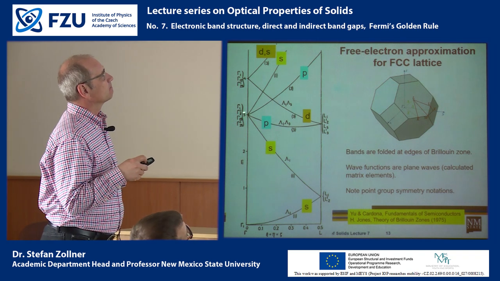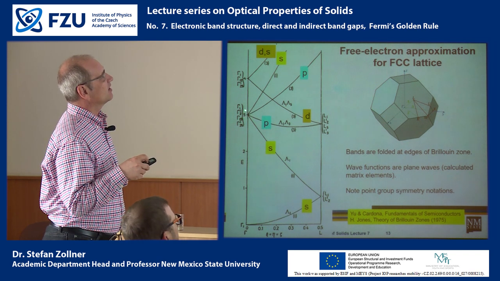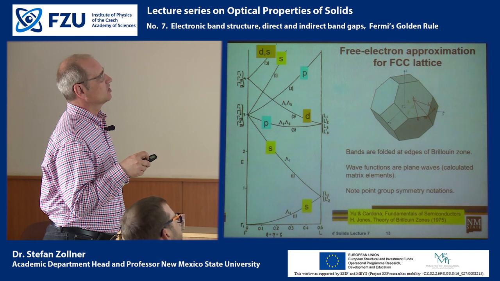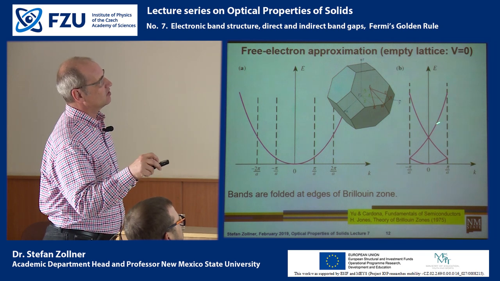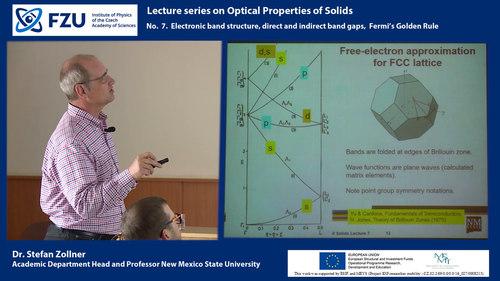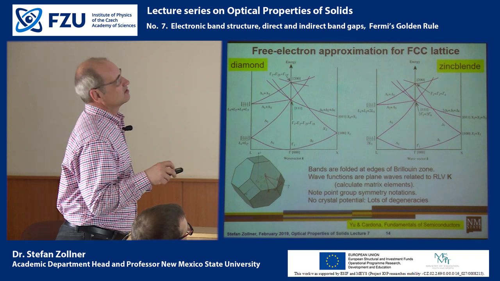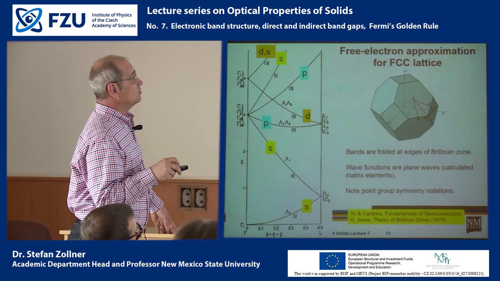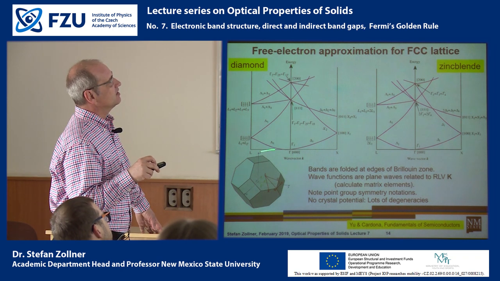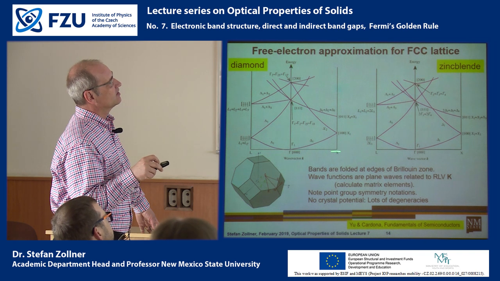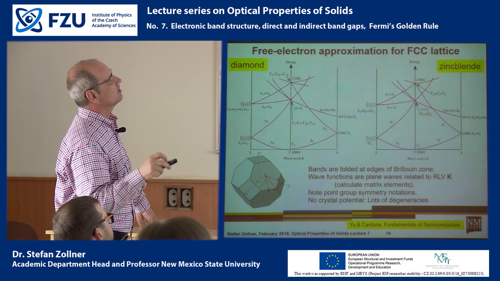And they are labeled here by their group theoretical notations. So this picture here is the three-dimensional generalization of the one-dimensional picture that we had earlier. In Jones, you only find the 1-1-1 direction. In Cardona's book, you find not only the 1-1-1 direction, you also find the 1-0-0 direction, both in the diamond structure and in the zinc blende structure.